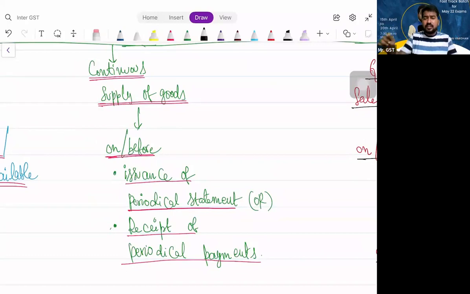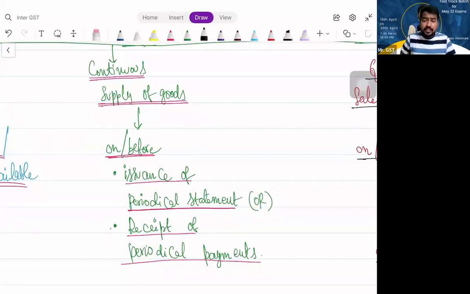Like for example, Divakar, see, on April 1st, I have sent this much of goods. April 10th, this much of goods. April 20th, this much of goods. April 30th, this much of goods. Like that, I prepared a periodical statement and I'm passing it on to Divakar. Is it clear? So if that is the practice between me and Divakar, whenever I am giving the periodical statement, on or before that, I should give the invoice also to him. Is it clear?